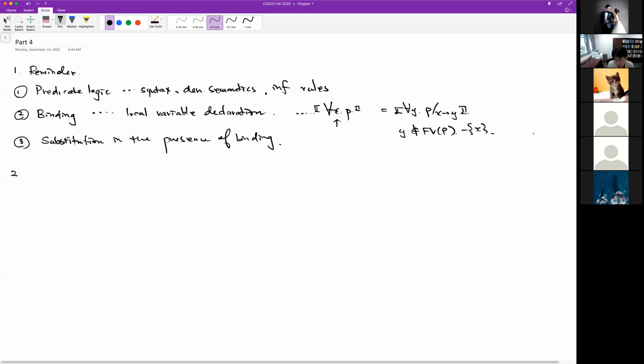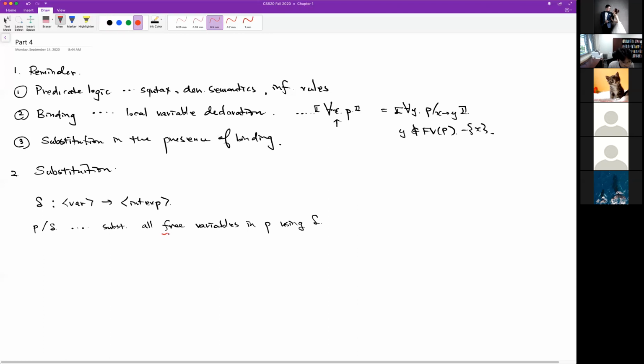Okay, so let's go to the main part that we were in the middle of discussing. The main part was the substitution operator. The substitution operator is a mapping from variables to integer expressions. And when we define the substitution, intuitively, we define an operator, p delta. What it does is that it substitutes all free variables in p using delta. But one important aspect here is that we only care about free variables in p.